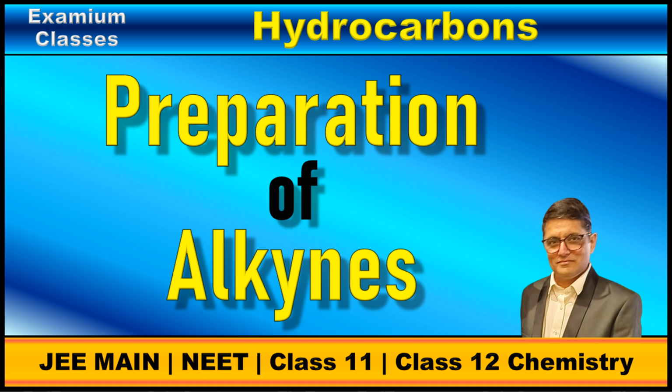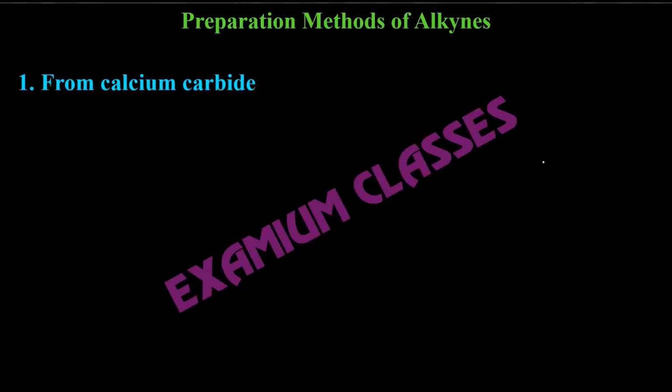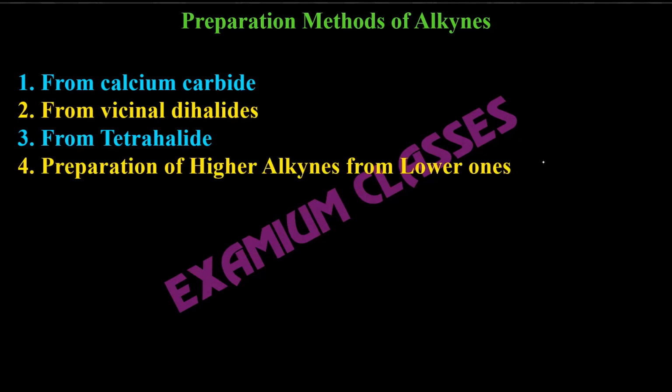Preparation methods of alkynes. There are 4 preparation methods I will be talking about: from calcium carbide, from vicinal dihalide, from tetrahalides, and preparation of higher alkynes from lower ones. Lower ones will give you higher alkynes. We will use alkyne to produce higher alkynes.